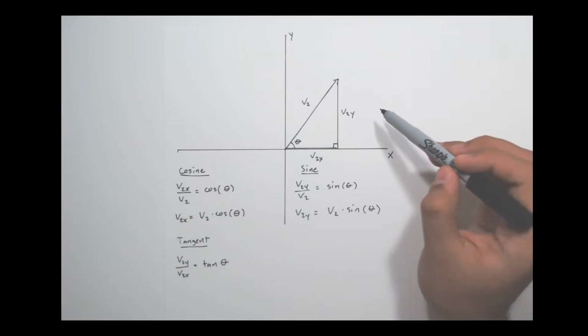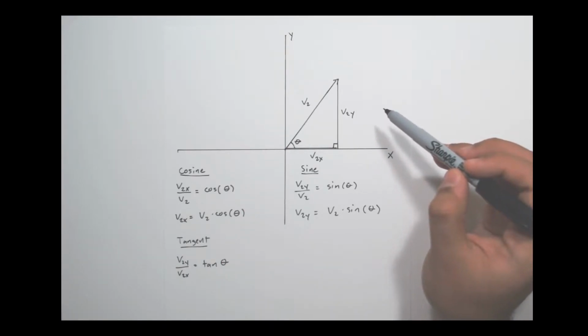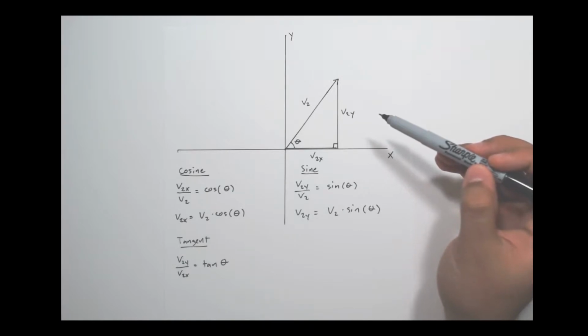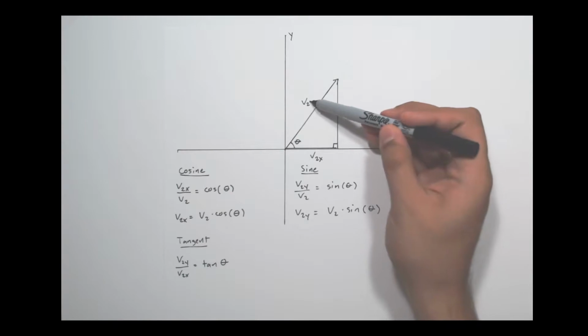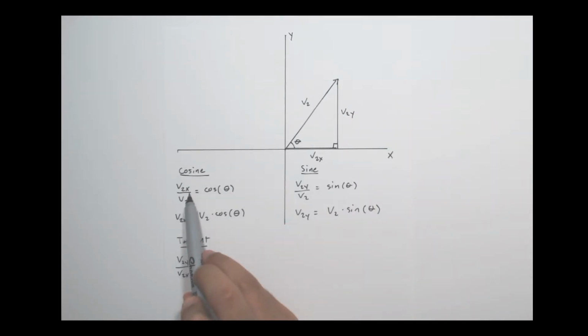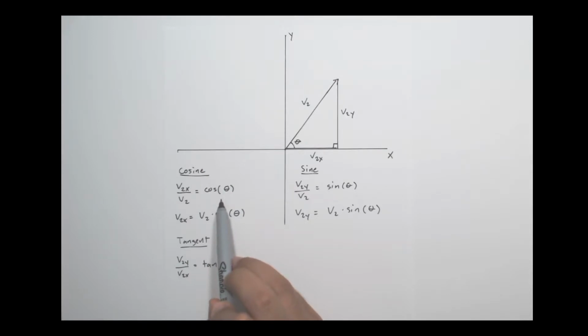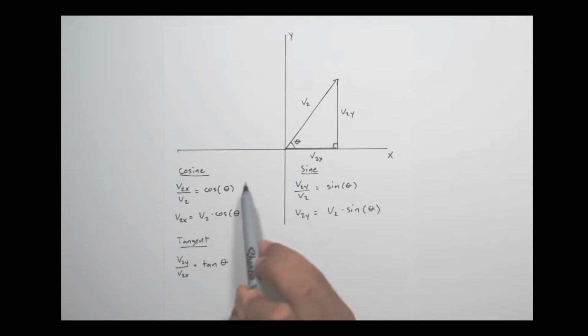So for cosine, we need to have the adjacent side over the hypotenuse. So if this is our angle, the adjacent side is v2x, the hypotenuse is v2. So here you can see we have adjacent over hypotenuse is equal to the cosine of the angle. And this is in some ways the definition of the cosine for this right triangle.